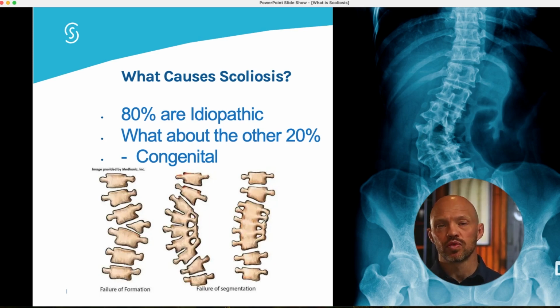Sometimes there's conservative treatments we can do to work on the areas above and below, but a lot of times these scoliosis are actually going to require surgery.